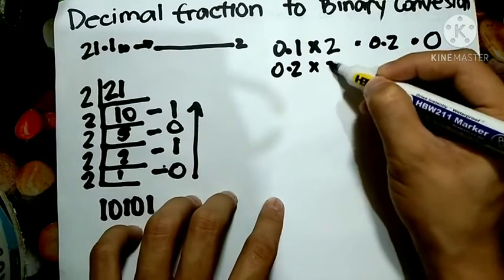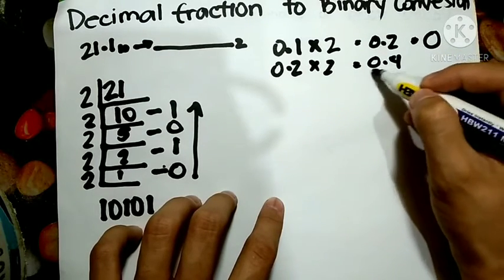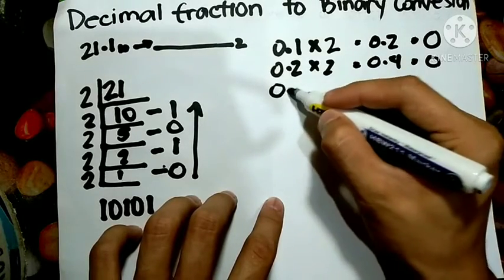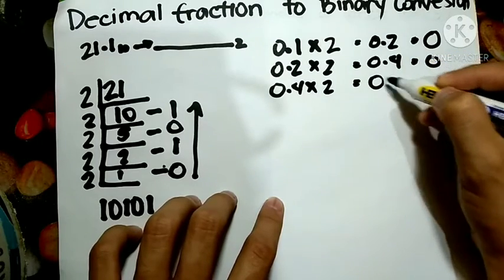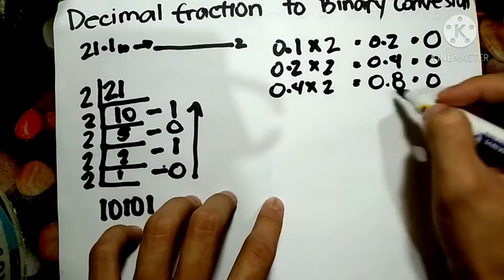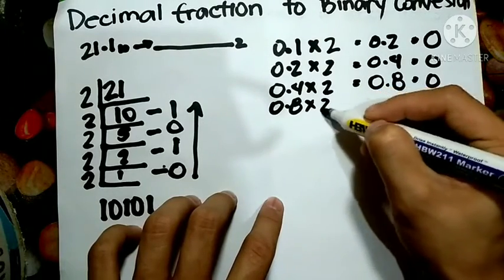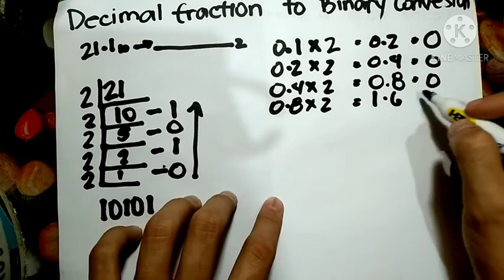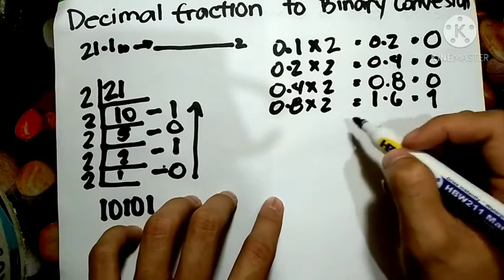0.2 times 2 is equal to 0.4, and again the whole number is equal to 0. 0.4 times 2 is equal to 0.8. Again the whole number is equal to 0. This time 0.8 times 2 is equal to 1.6. Whole number is 1. Let's write it down here, 1.